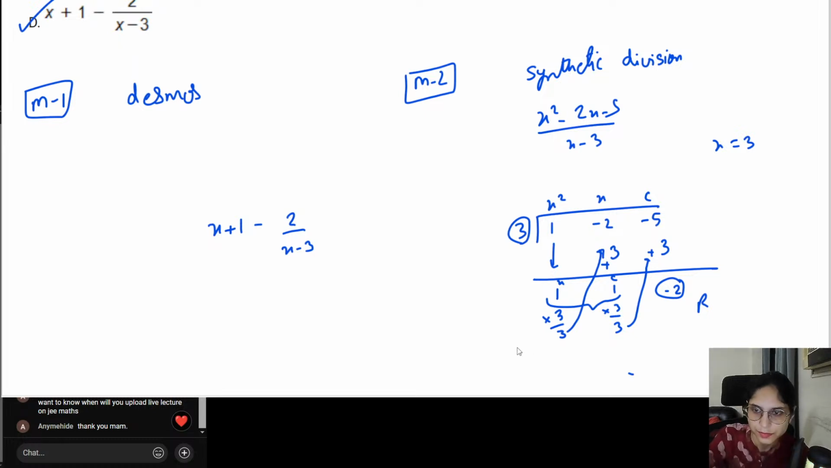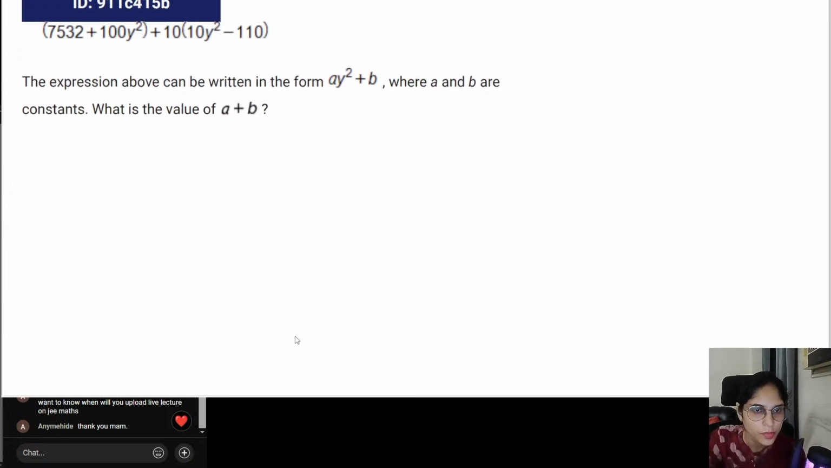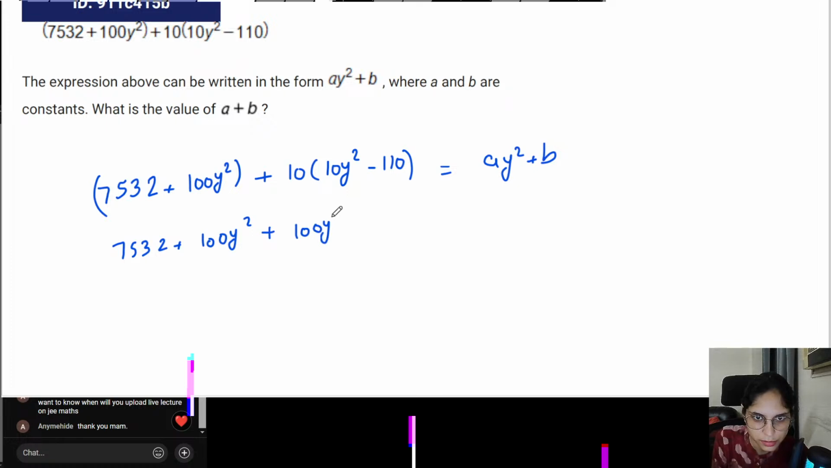56. You have to find the value of a plus b. Distribute and then we will add. 10 times 10 is 100. 100 times 10 is going to be 1100.